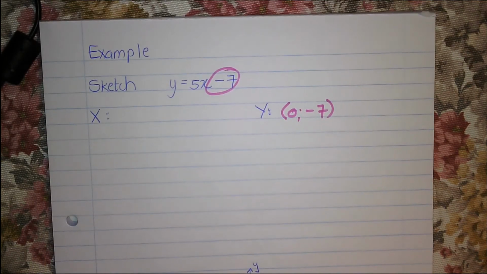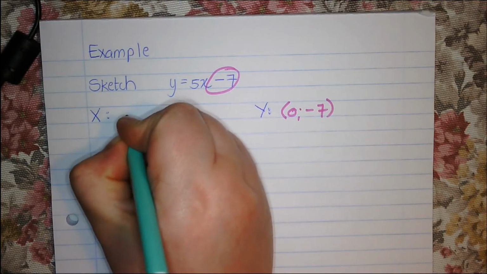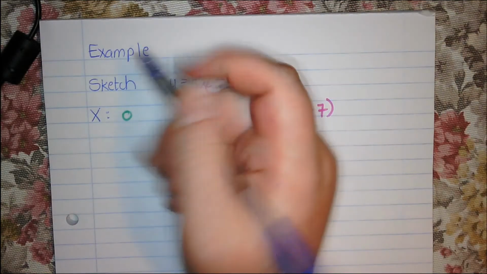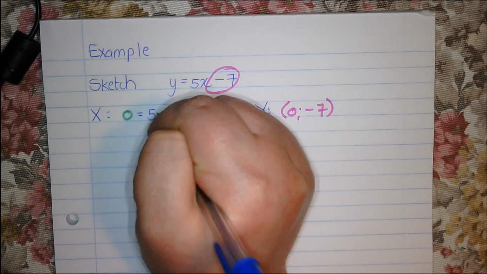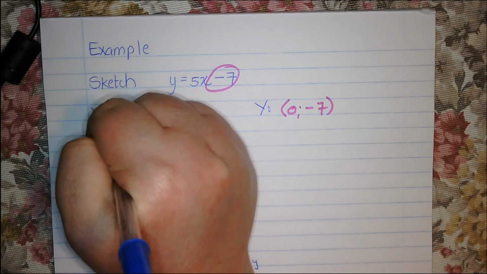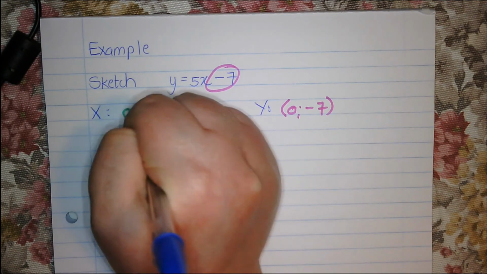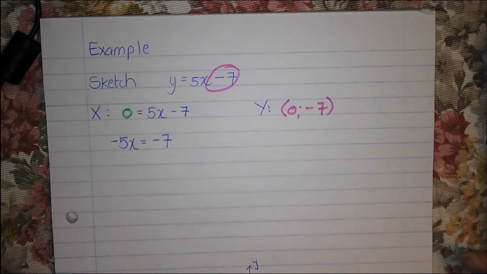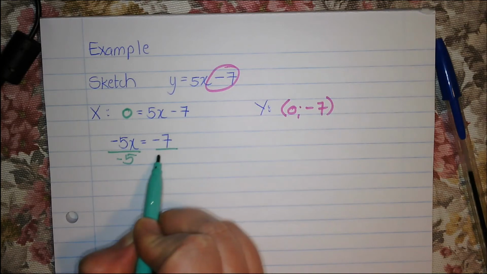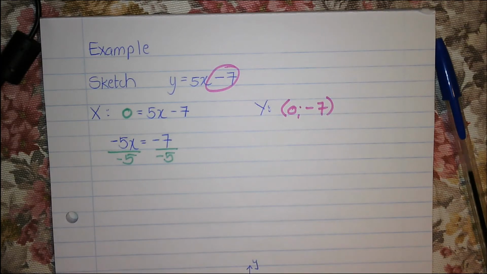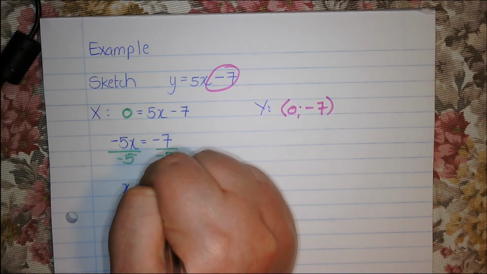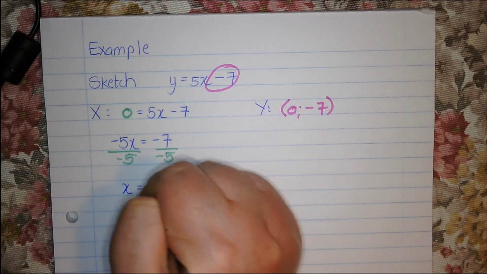Okay. And then for the x-intercept, we make y equal to 0. And we say, okay, this is 0 equal to 5x minus 7. I'm going to kick the 5x over. That gives me negative 5x equal to negative 7. And I'm going to divide by negative 5 on both sides. And this is going to give me x equal to 7 over 5.